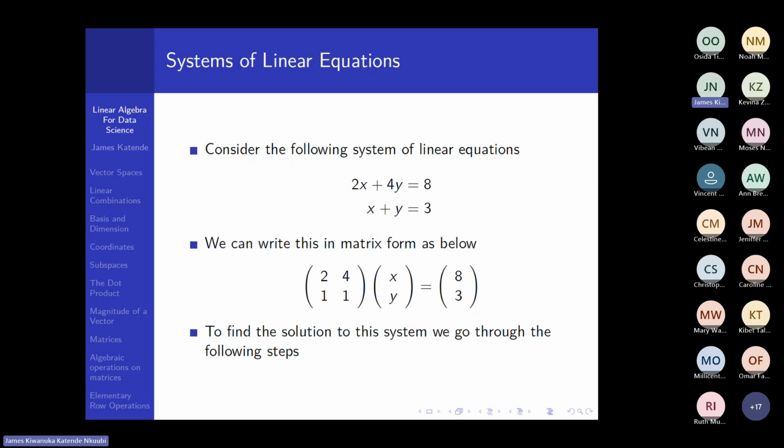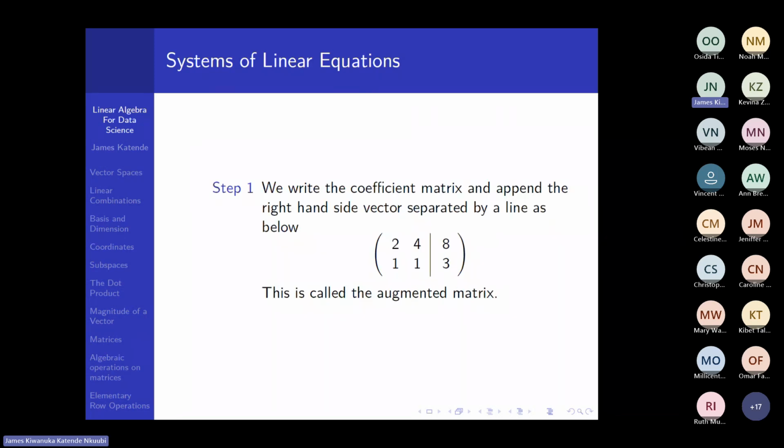So we need this coefficient matrix, and then we also need the right-hand side vector. We can drop the vector of the variables and we can recover it later. For now, we just need the coefficient matrix and then the right-hand side vector. So we set up this matrix. This matrix is what we call the augmented matrix. So that's the first step. Pick the coefficients and the right-hand side vector.